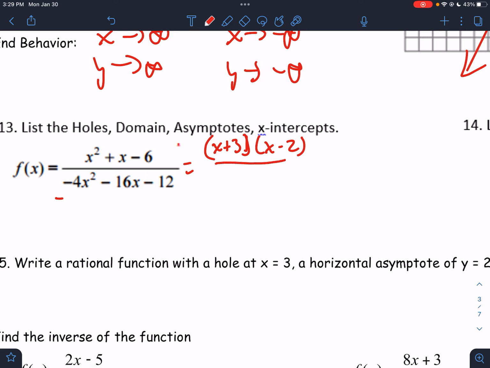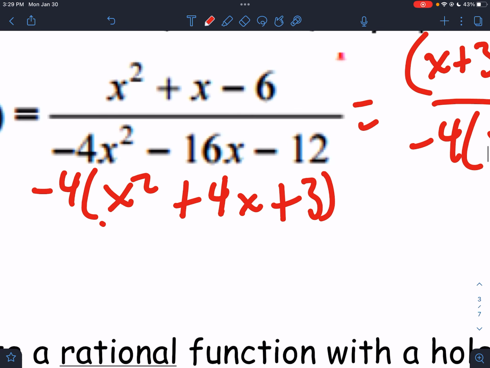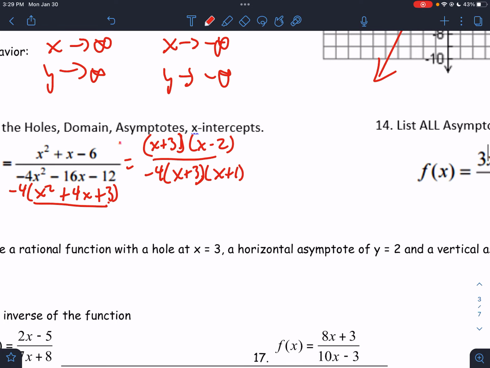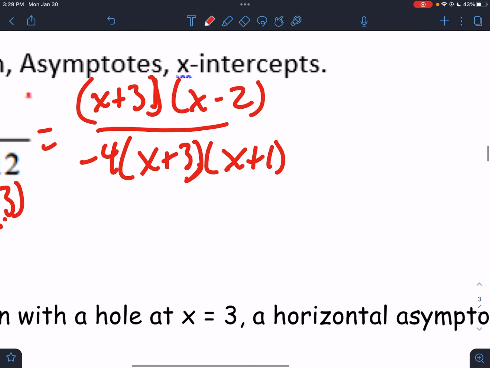The bottom, I would pull the negative out, and I would pull a 4 out. So negative 4 would leave me with positive x squared, positive 4x, and positive 3. So negative 4, what does that factor to? Plus 3 plus 1? x plus 3, x plus 1. Right, I'm factoring this. What factors of 3 add up to 4? It's going to be x plus 3, x plus 1. So the plus 3's cancel out, and we're left with x minus 2 over negative 4, x plus 1.